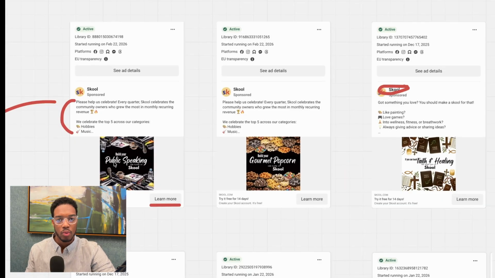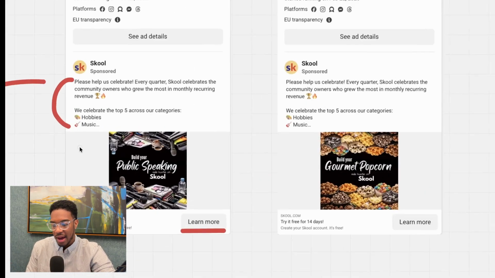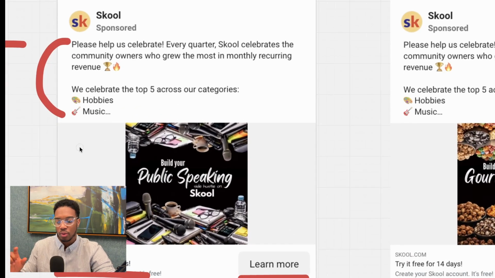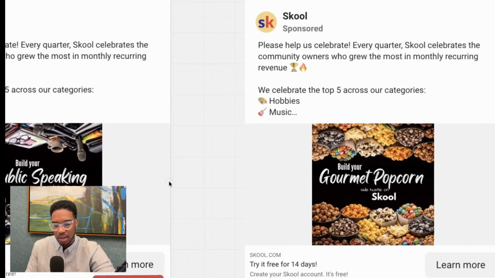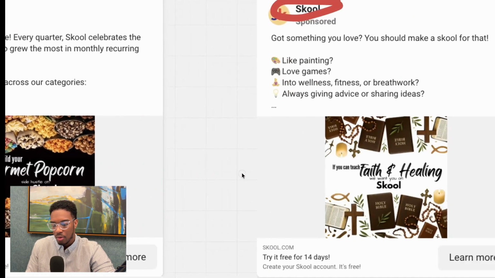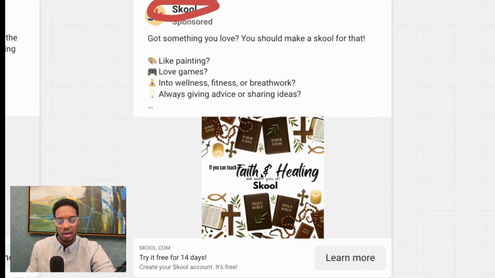So as I said before, with the new Andromeda update, Meta is very creative heavy and more creative heavy than they are target heavy. And the ad actually does the targeting for you. The actual creative does the targeting. So for example, every single one of these ads says build your blank side hustle on School. And the only differentiator is the actual people that he's trying to call out. For example, this one, public speaking, this one, gourmet popcorn, this one, faith and healing. But this ad is what's going to be doing the targeting.